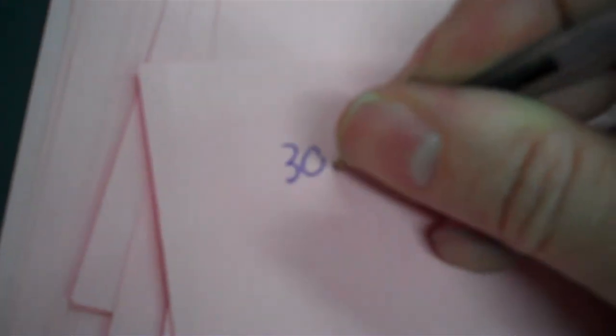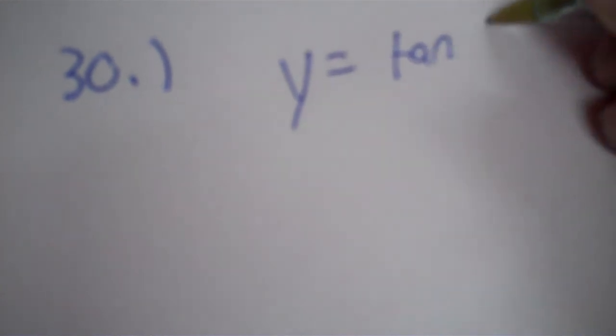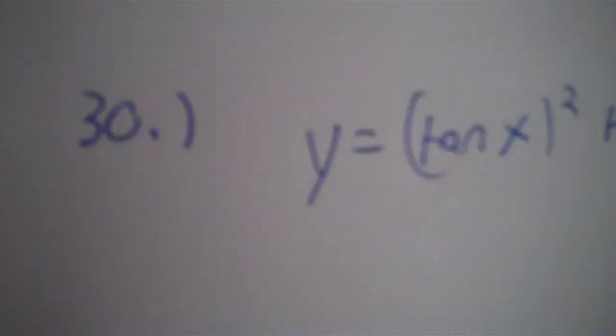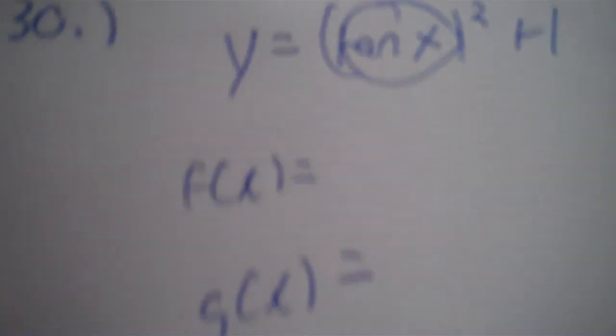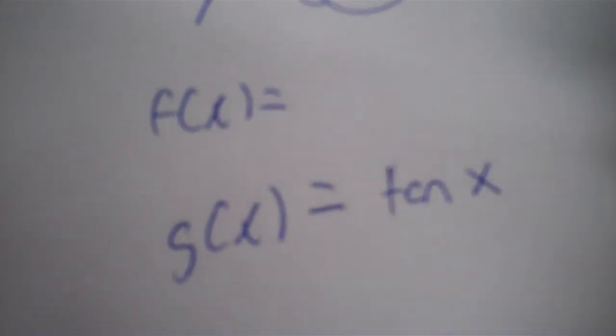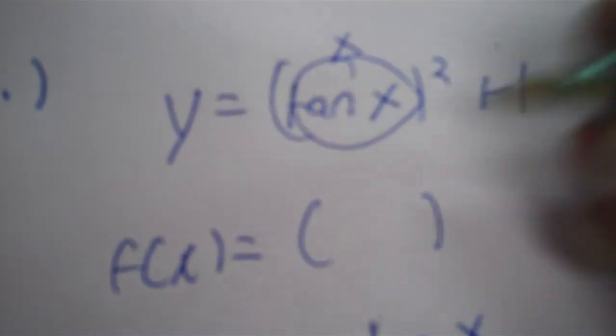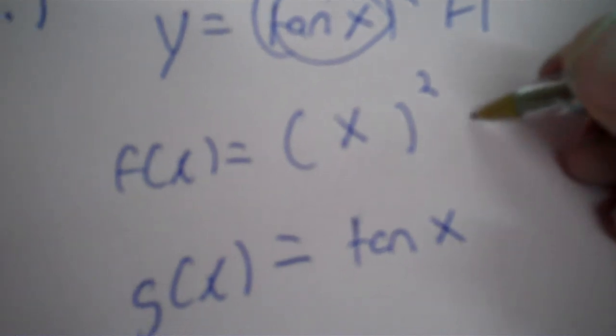Okay, and then number 30. Y equals tan x to the second plus 1. So again, you have an obvious parentheses. Even though this looks weird, tan x is inside, that's your g. Now make your quantity, and remember you're just putting x to the second plus 1.